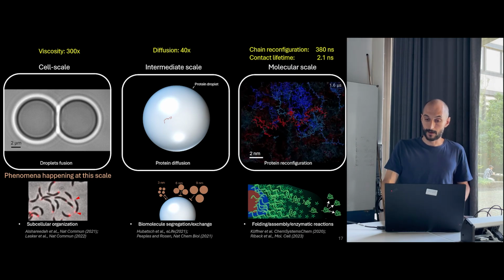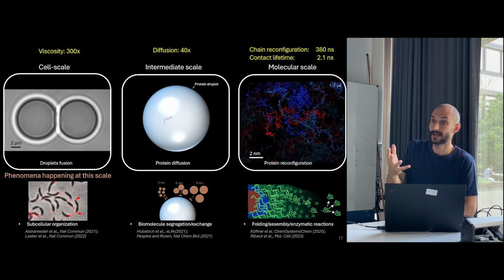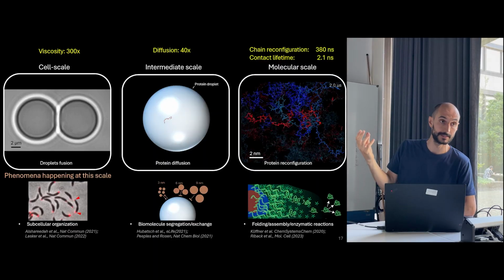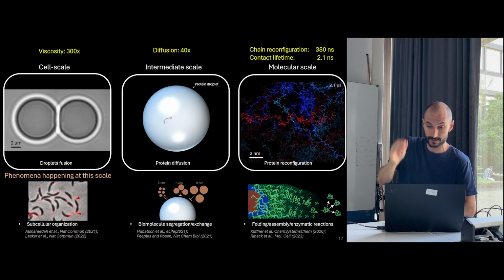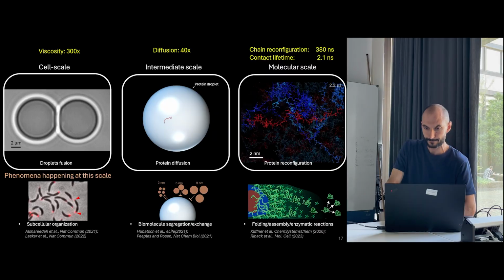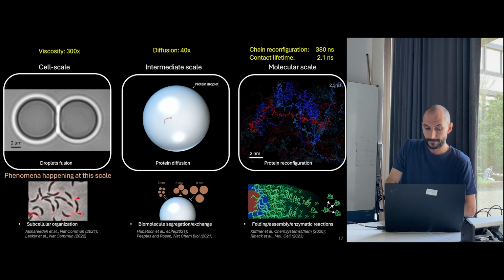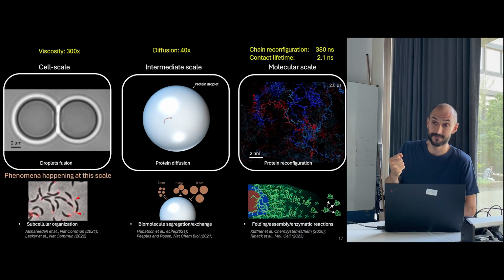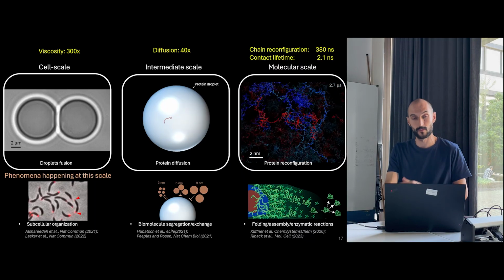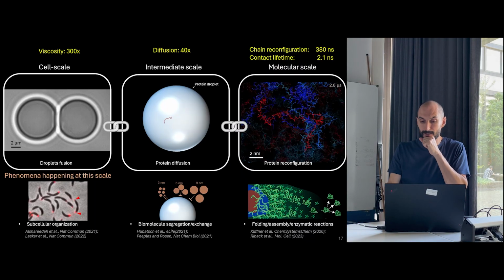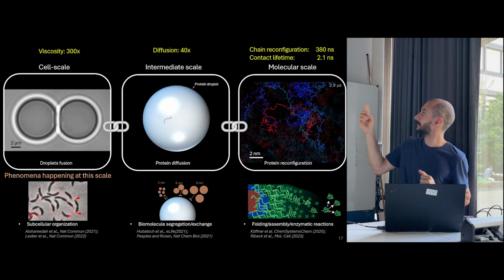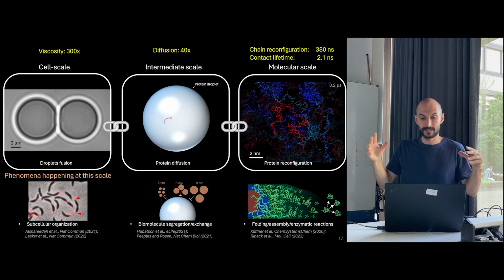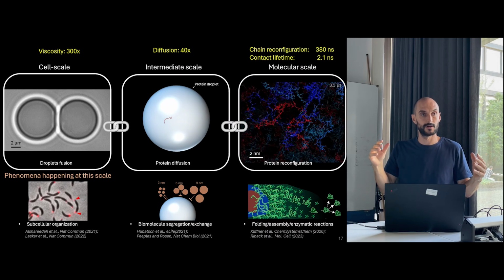So, all right, now we have a clearer picture of what is going on in the cell, in these condensates at different scales. And my original motivation to start working on this project was, would it be possible to link these quantities, things like chain dynamics to diffusion coefficient to viscosity?